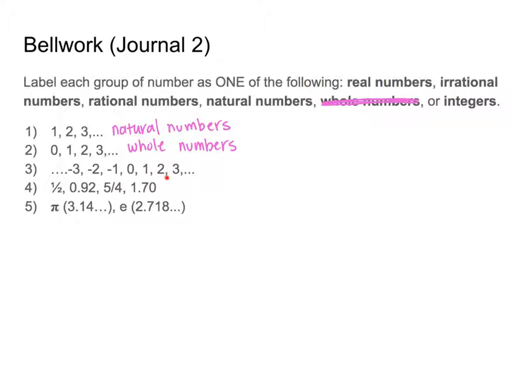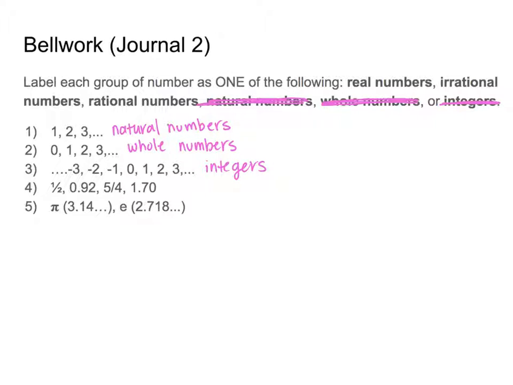Then number 3 here, let's go ahead and cross out that natural number on the list. So for number 3, you can see that now we're adding on those negative numbers. So that is what we're going to call our integers. Now, you might have heard integers before. If you've done a little bit of programming, you usually have to declare something to be an integer. So if you are programmers, you probably already know this stuff.